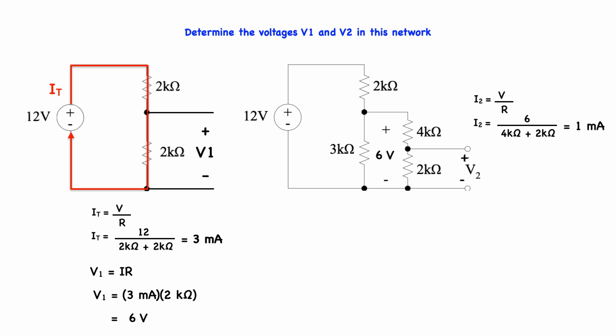We can again use Ohm's law to calculate the voltage drop across the 2 k ohm resistor, which is V2, and is calculated by multiplying 1 milliamp times 2 k ohm, which equals 2 volts. Which, not surprisingly, gives us the same solution that we calculated previously, using voltage division.